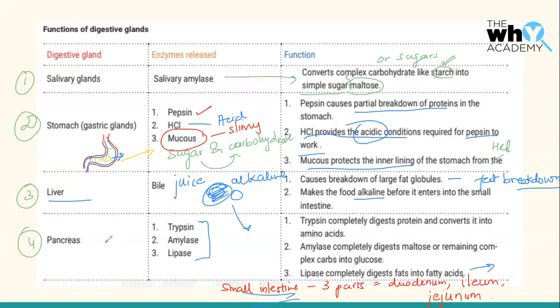Right. Your pancreas secretes three main enzymes: trypsin, amylase, and lipase. So trypsin, you can remember this, pepsin and trypsin, both are for proteins.